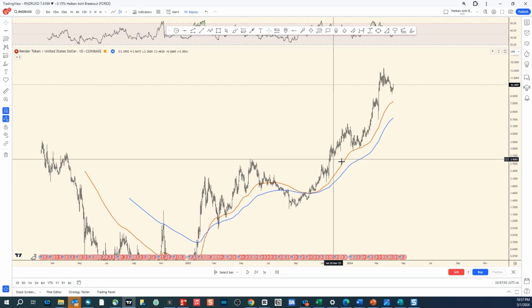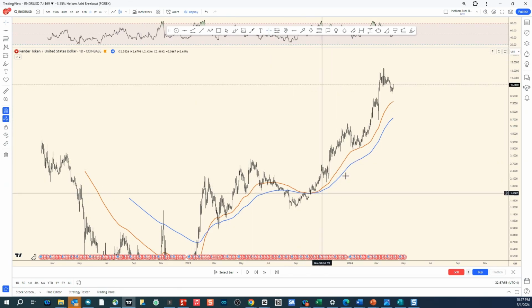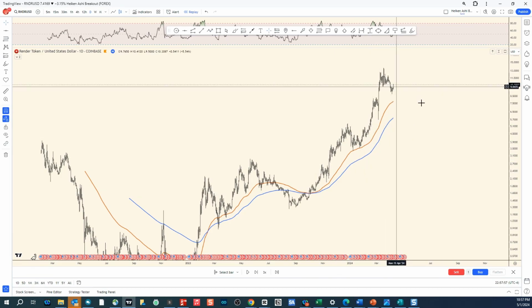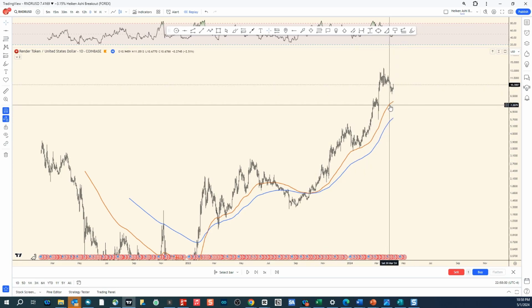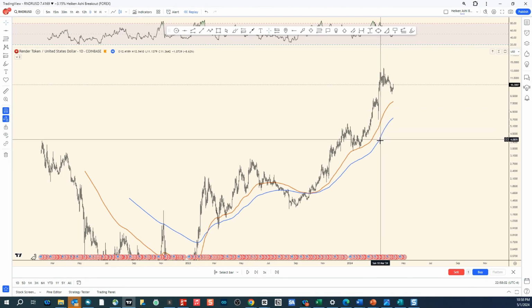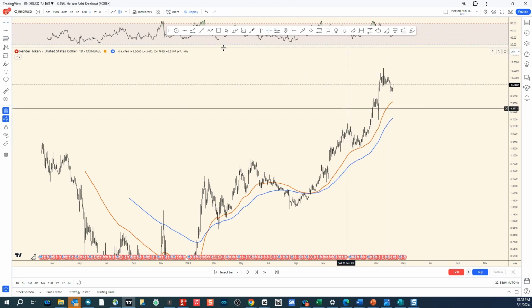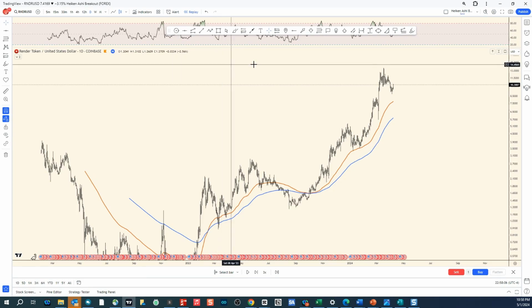As you can see, we do have an uptrend. We are above the 100, which is this orange line here, and the 200 moving average, which is the blue line here. So we have an uptrend. That's a check, that's one of the items on my checklist here.